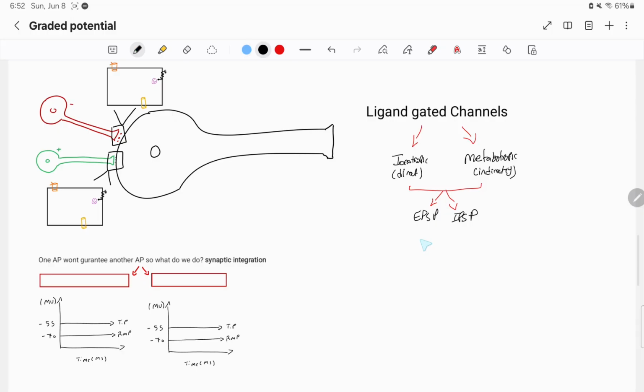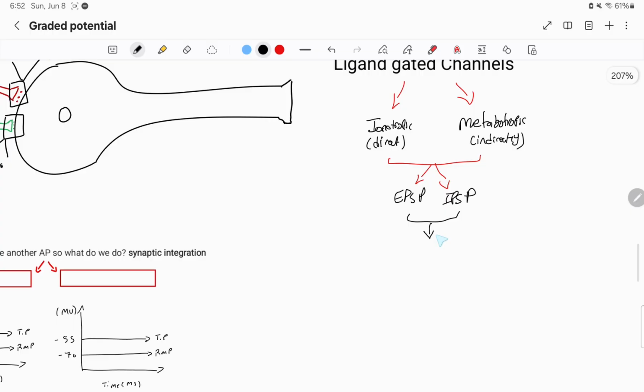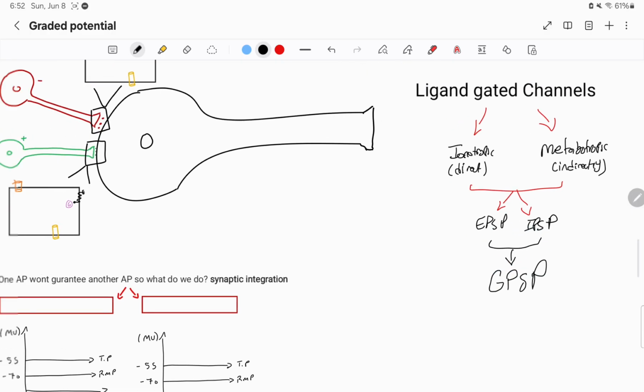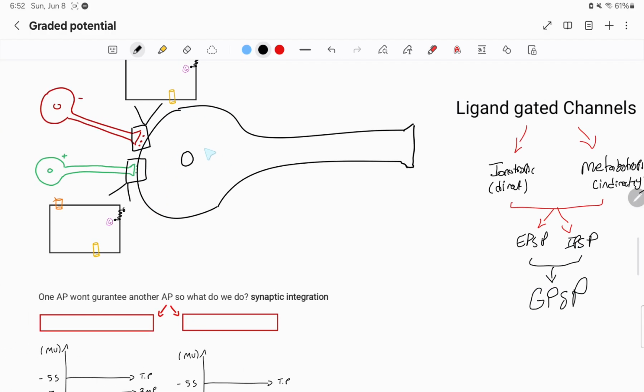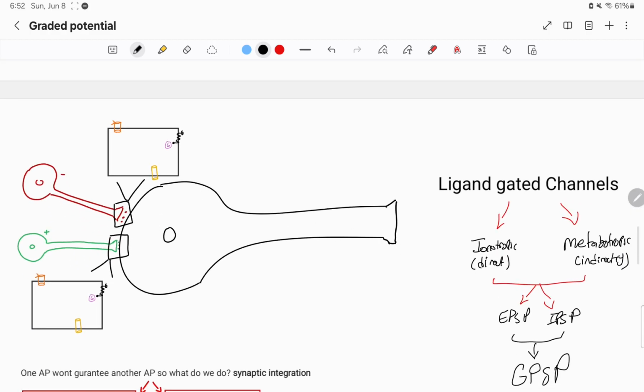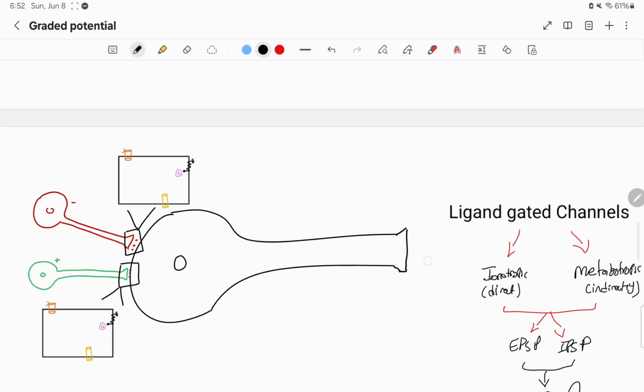The combination of the EPSPs and IPSPs being acted on one postsynaptic neuron is called the grand postsynaptic potential, right? So what I'm going to do is add all the EPSPs and IPSPs being acted on this postsynaptic membrane, and I will finally come to an answer called the grand postsynaptic potential, which tells me whether or not this neuron will actually hit threshold and cause an action potential.